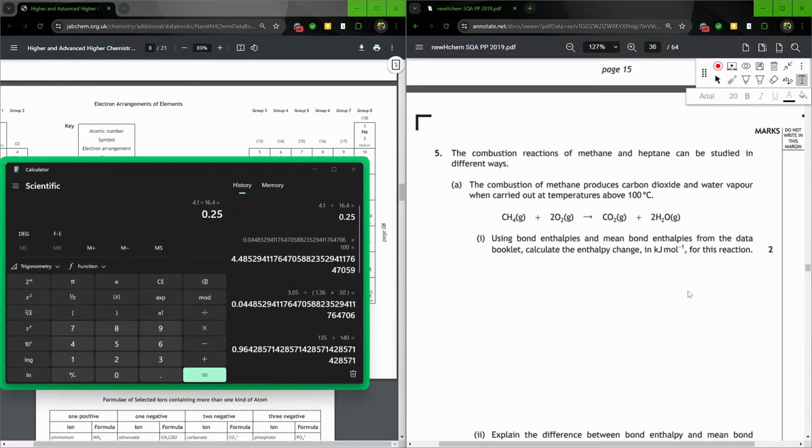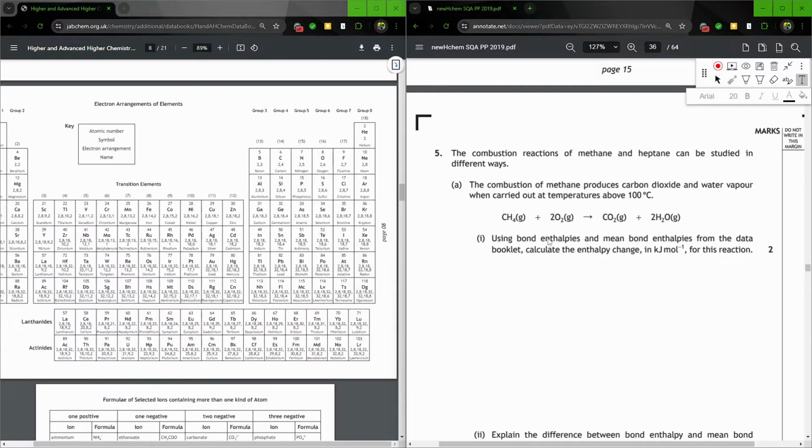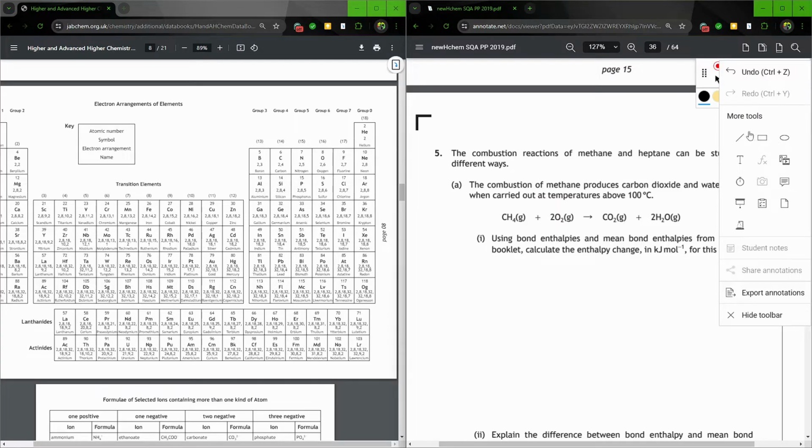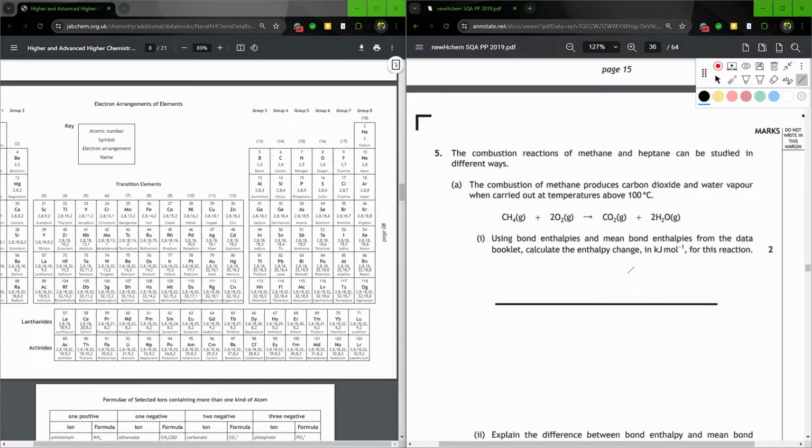The combustion reactions of methane and heptane can be studied in different ways. The combustion of methane produces carbon dioxide and water vapor when carried out at temperatures above 100 degrees Celsius. Using bond enthalpies and mean bond enthalpies from the data book, let's calculate the enthalpy change in kilojoules per mole for this reaction. So what we're going to do here is get some lines and make a table.